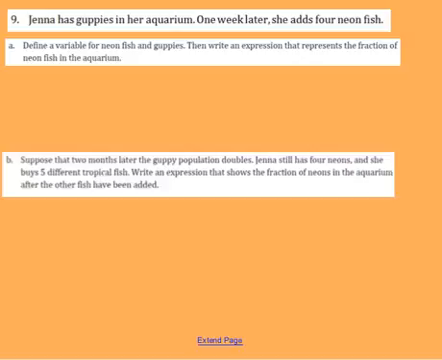So she has guppies. I don't know what we're doing on this problem. So I'm going to go x for guppies. Later she adds y. I'm lame. I use x and y. Define a variable for neon fish and guppies. So I'd say an x and y. Then write an expression that represents the fraction of neon fish in the aquarium.